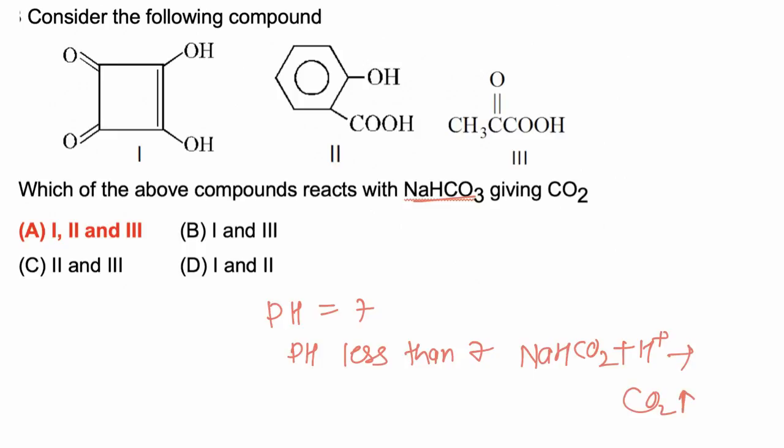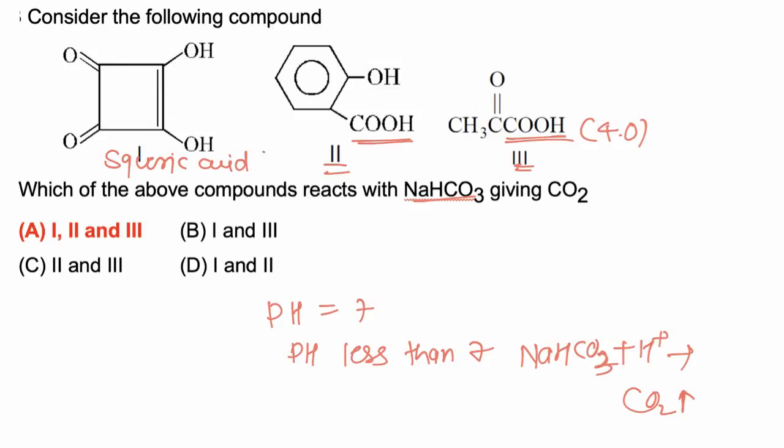Now first is squaric acid, and squaric acid is one of the strongest organic acids. In the second case, COOH is present. In the third case, COOH is present. If COOH is present, the pKa value will be approximately 4. So second and third have pKa value 4, and any molecule which has pKa value less than 7 will react with sodium bicarbonate NaHCO3 to produce CO2 gas.